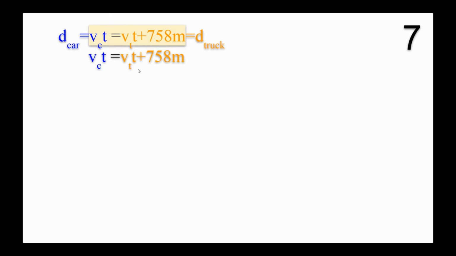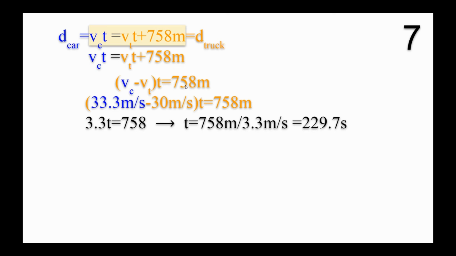Let's start rearranging. This and that are just labels. They can be dropped. This is the equation. We gather terms. We put in the speeds. We get a solution, 230 seconds. At 230 seconds, the car will have passed the truck.